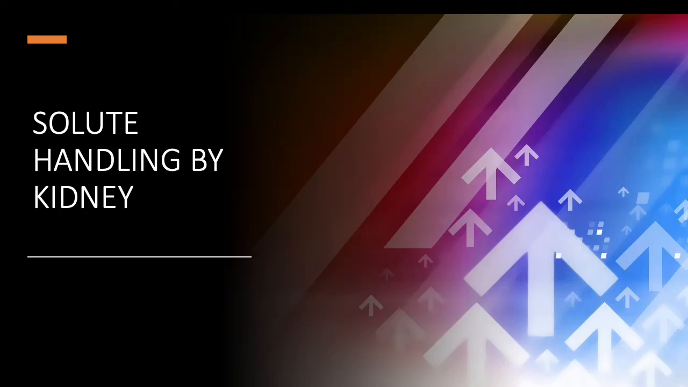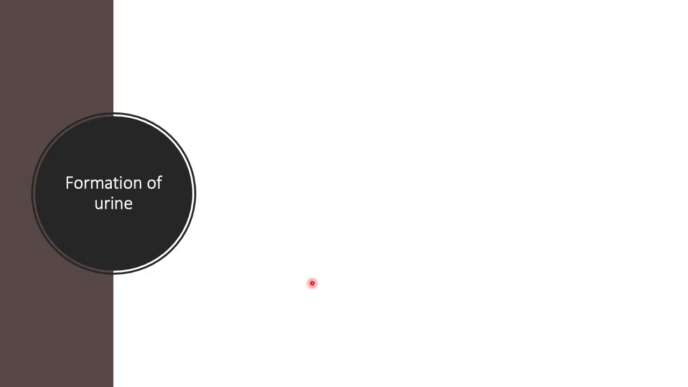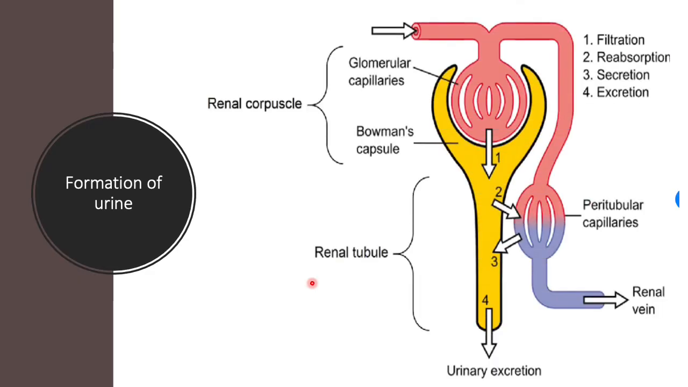Hi, today's topic of discussion is the general principles of solute and water transport across the epithelial cells of the kidney. First, we should know how urine is formed. In this schematic diagram, this is the Bowman's capsule, and these are the glomerular capillaries. The formation of urine involves three basic processes.